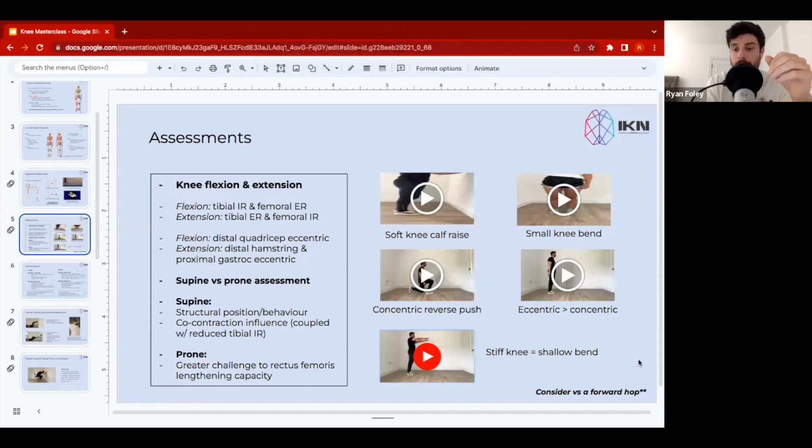So consider this reverse push relative to a forward hop. A forward hop would increase the contribution from the plantar flexors, from the hip extensors, because we're pushing up and forward. So I like these reverse pushes to really try and concentrate the forces through the distal quadriceps. In the next slide, we're going to go through some case scenarios.